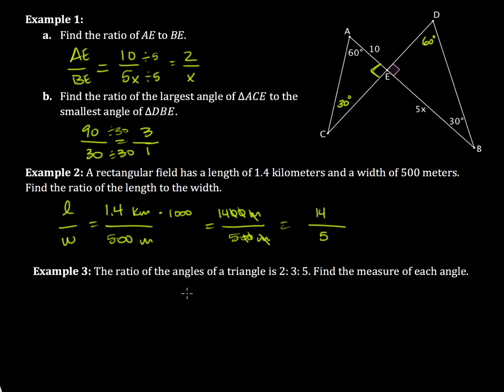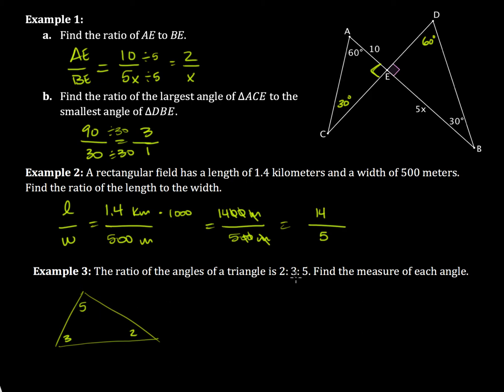In this final example here, it says the ratio of the angles of a triangle is 2 to 3 to 5. So we have kind of a ratio of three numbers here. Let's sketch out what this triangle might look like. I have angles. Well, it tells me that the angles are 2, 3, and 5. But I know that that wouldn't be the actual angle measures, right? Because 2 plus 3 plus 5 only adds up to 10. And I know in a triangle, these angles are going to add up to 180.